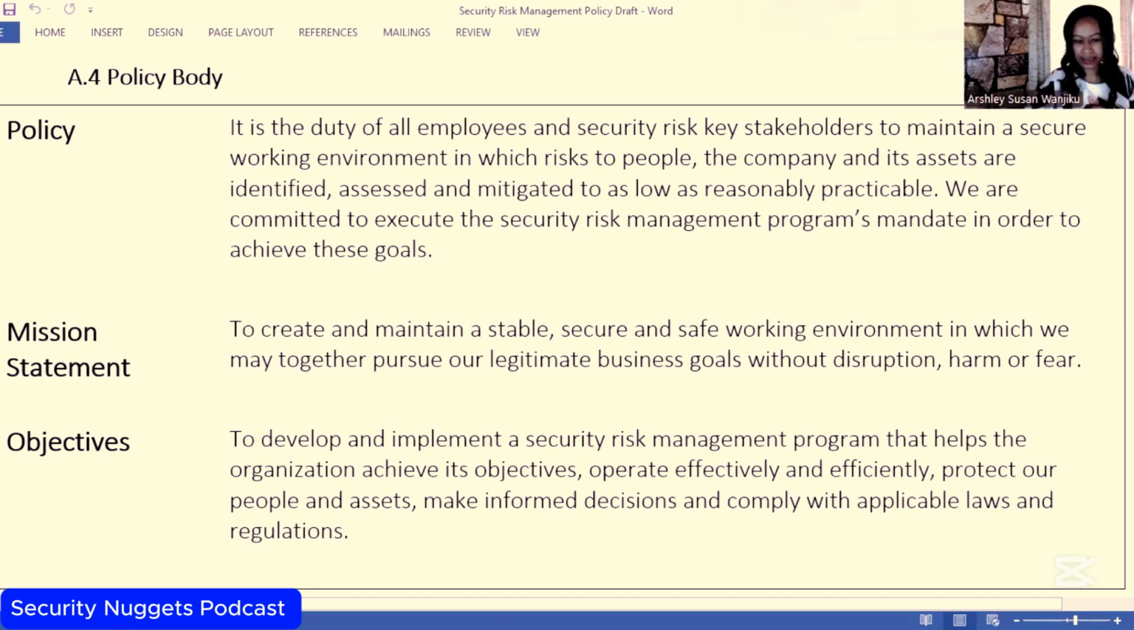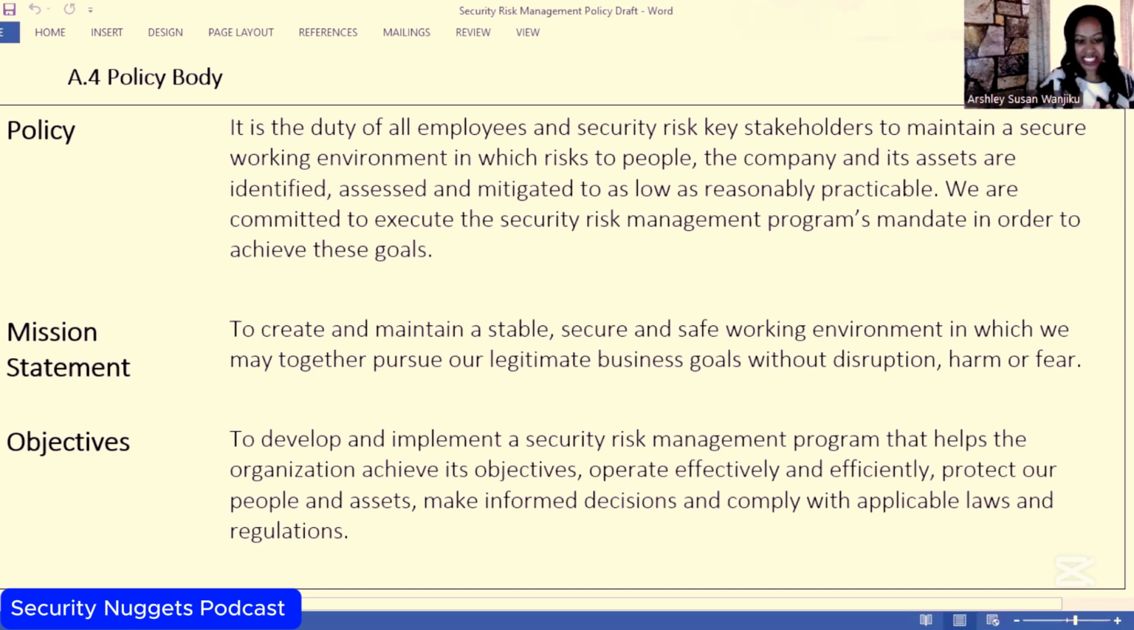The mission is to create and maintain a stable, secure, and safe working environment in which we may together pursue our legitimate business goals without disruption, harm, or fear, all right? That is the mission statement, all right?